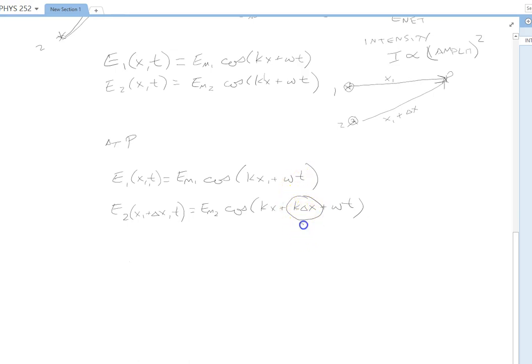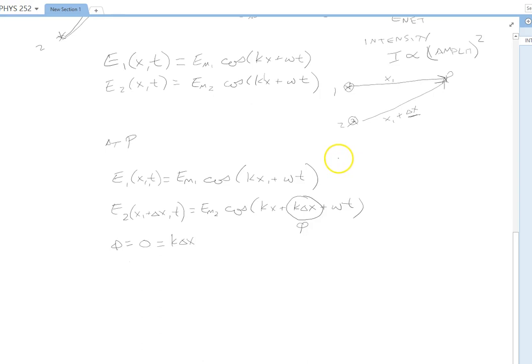You can think of this now as some phi that I've added to E2. So the question comes up: what are the possibilities when I do the superposition? Well, look, if this phi equals 0, then they're going to be in phase. Well, how can that be? Well, that could be if k delta x equals 0. But physically, that doesn't make sense because then delta x would have to be 0. But we're assuming that these two waves have traveled a different distance.